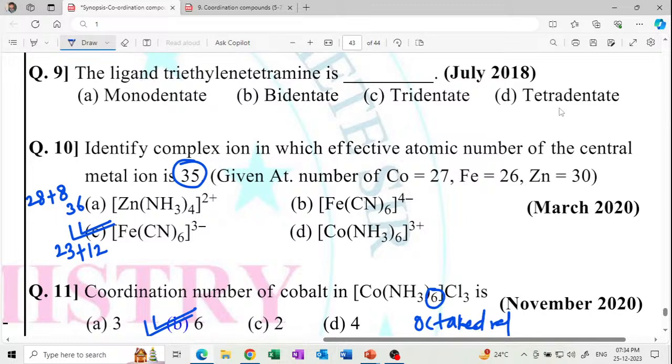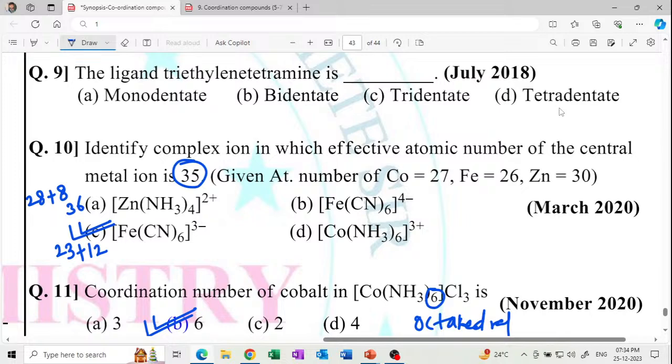Then Fe has how many electrons? Fe has 26. What is the oxidation state of Fe? Plus 3. So it loses 3 electrons. What is left behind? 23. And the ligand donates how many electrons? 6 into 2, that's 12. So 23 plus 12, how much? 35. So 35 is the answer.